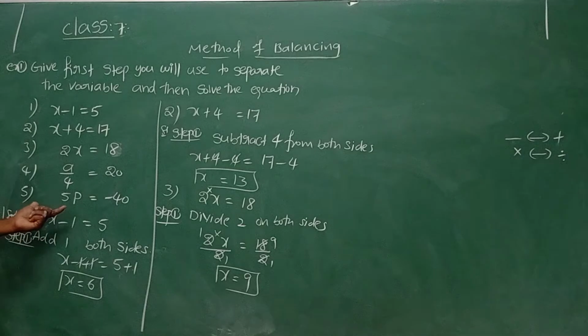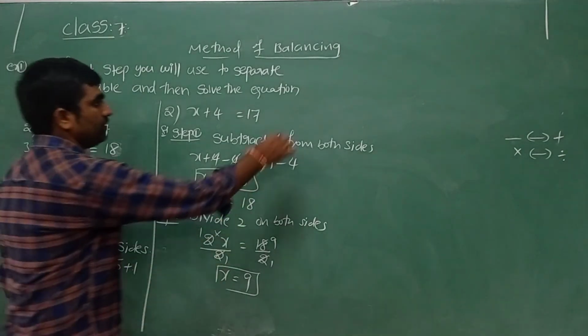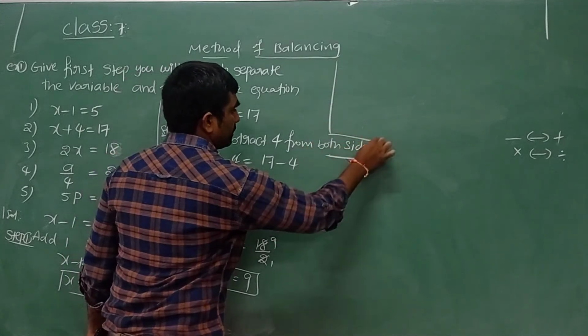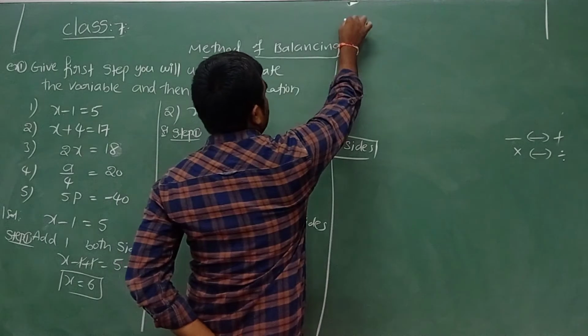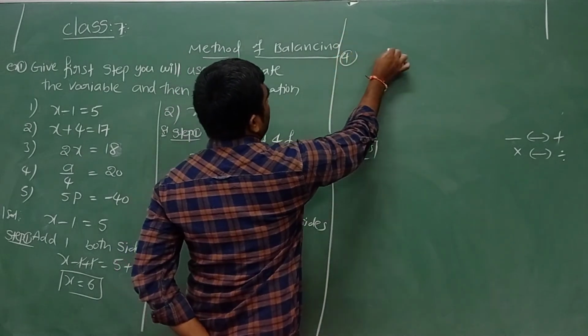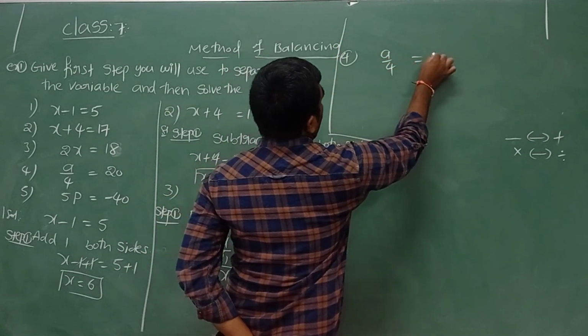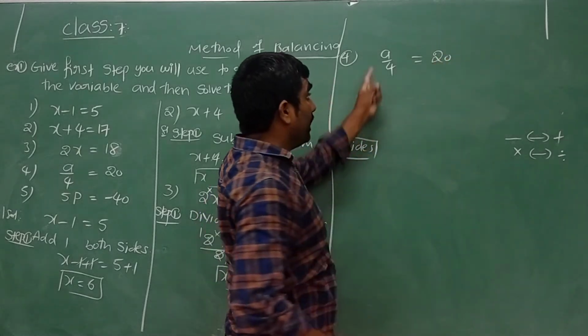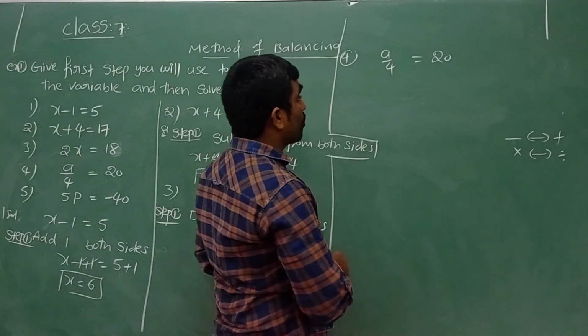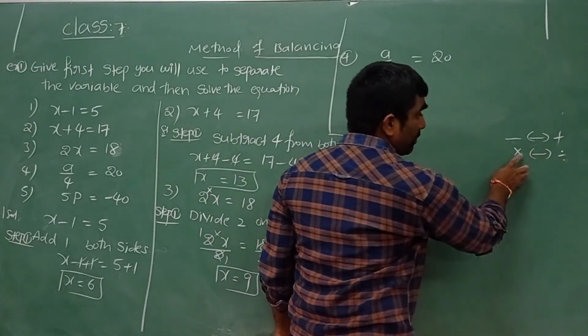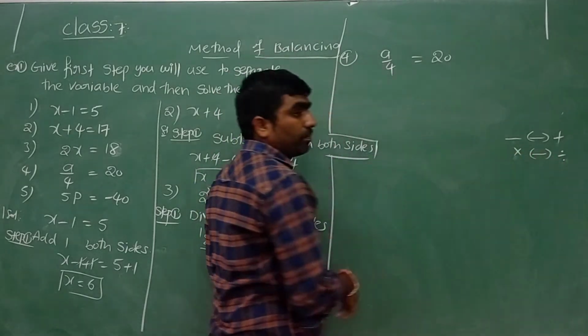We go for the next example, 4. a by 4 is equal to 20. Yes, the fourth one: a by 4 is equal to 20. Now here to make a separate, this division by 4 we have to remove. So how can I remove this division by 4? By multiplying. When we have division, we remove it by multiplying.